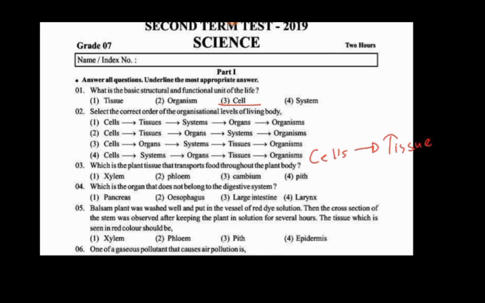Then, the next one is organ. After the tissue, organ. So, what is an organ? A collection of different tissues that work together to perform a specific function or functions. So, the next one is organ. Right? Then, the next one, system. System means a group of organs that perform a special function or functions.